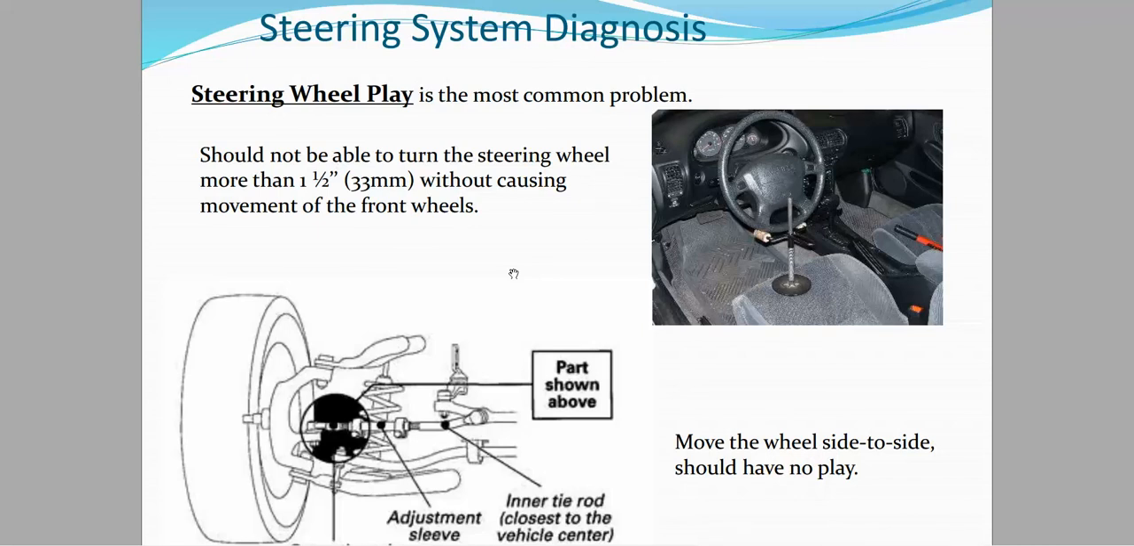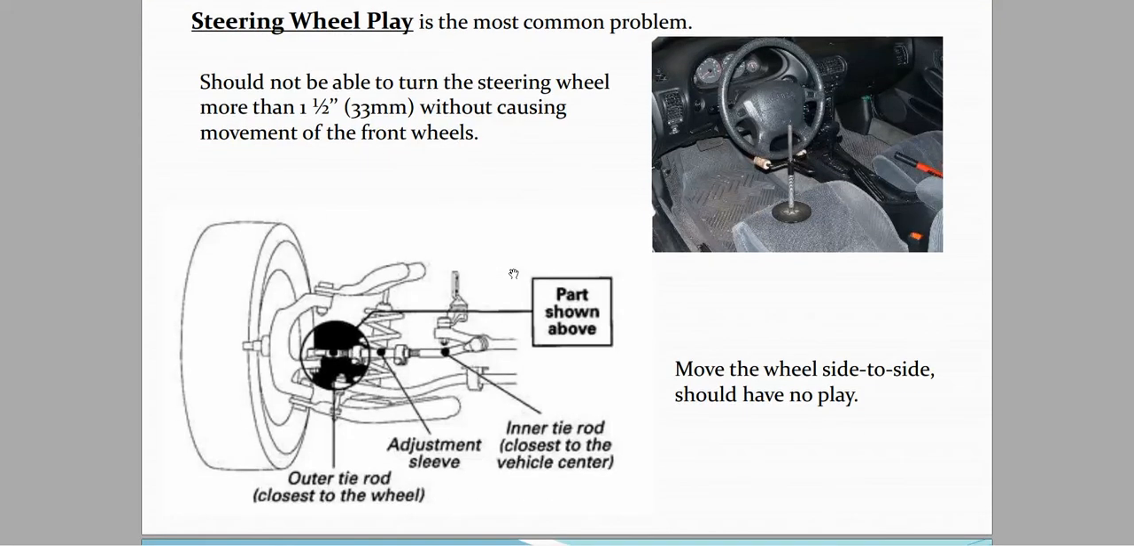The wheel side to side should have no play, and we have an adjustment sleeve near the tie rods. It lies between the inner tie rod and the outer tie rod, by which we are able to adjust and control the steering wheel play.